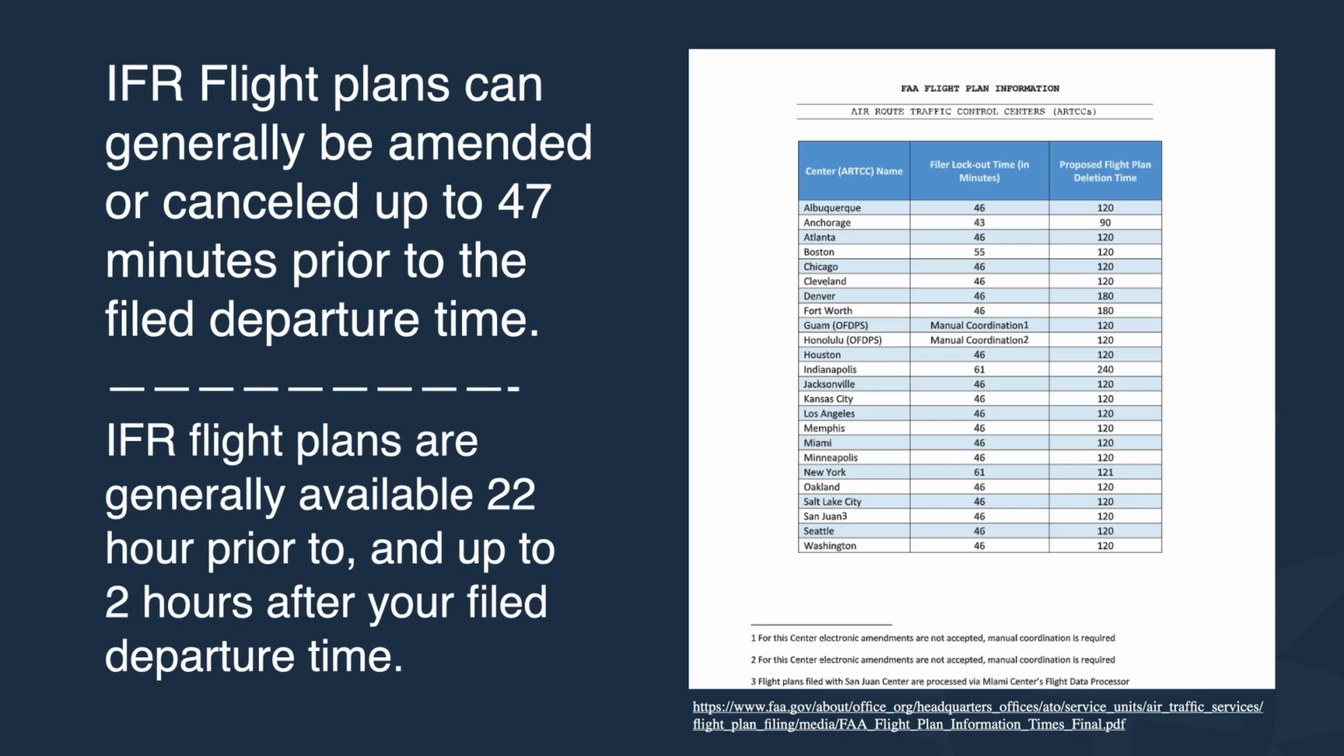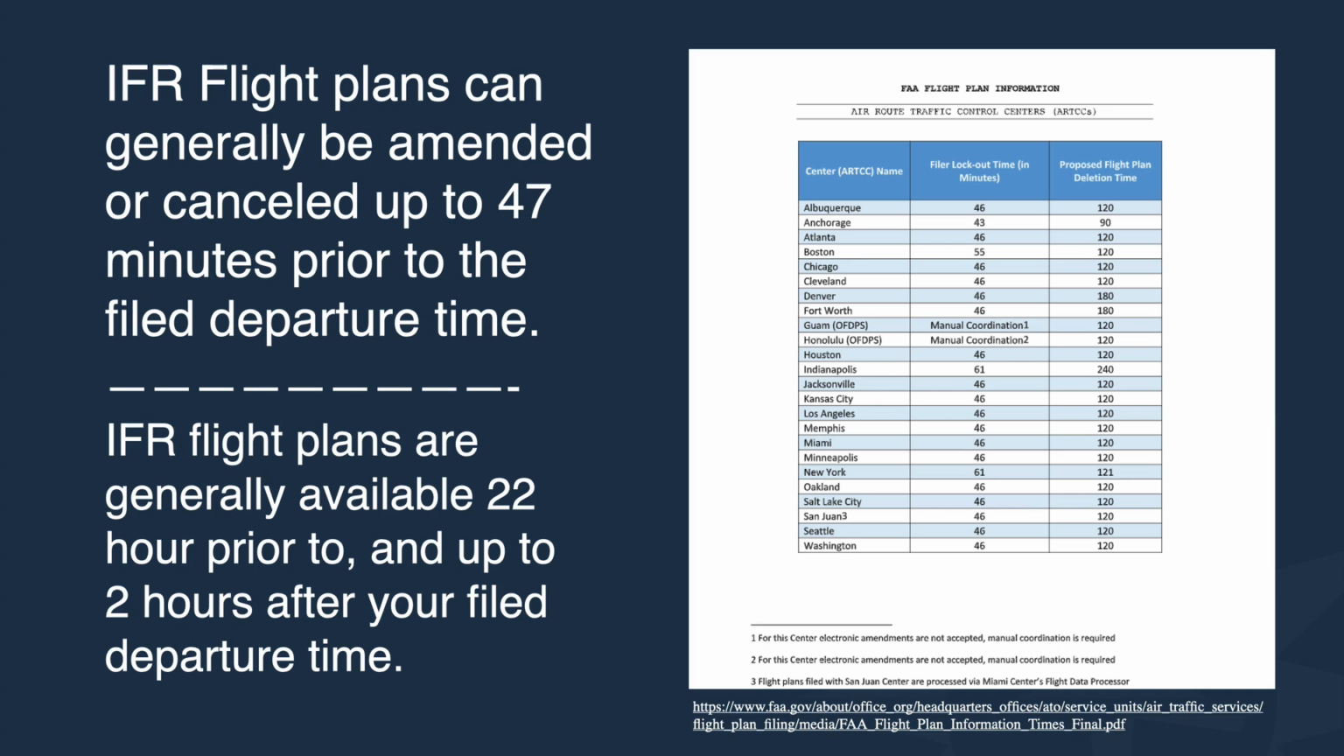So what that means is once you're inside of 47 minutes, generally, you cannot make any changes or amendments electronically. Right, you can't do it through ForeFlight. You can if you call ATC directly or contact them over the radio. Exactly. Thank you, Tim. Right, you just can't do it electronically. If you notice on the thing on the right, it says electronic amendments are not accepted, and so it's manual coordination, meaning calling them on the radio or calling them on the phone.